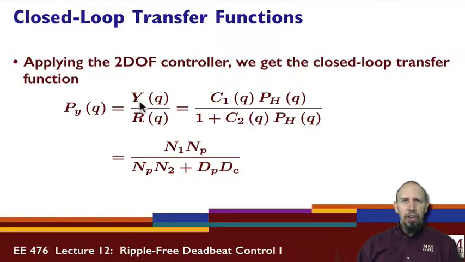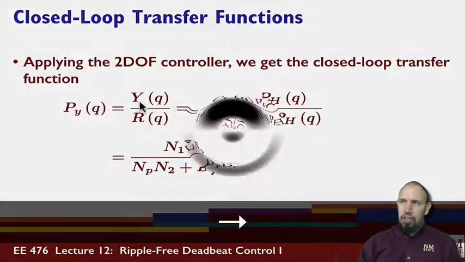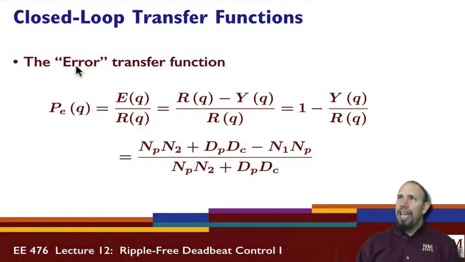I can define other transfer functions. So for example, I could define what's called the error transfer function. That's the transfer function from R to the error. So the error is R minus Y. And so R minus Y over R, that's the transfer function, right? R over R is 1, Y over R we have just solved for. So plugging that in here and simplifying all of this, I get this expression.